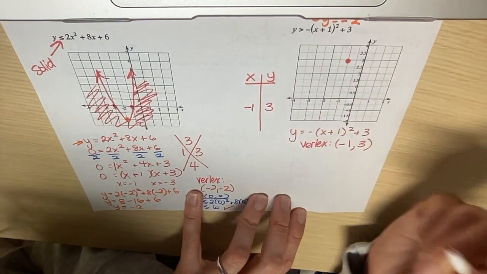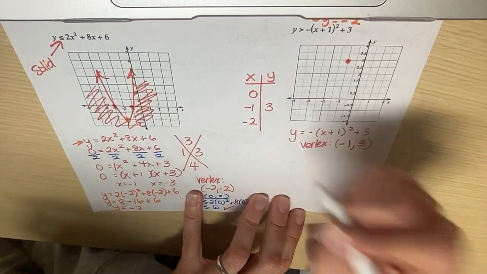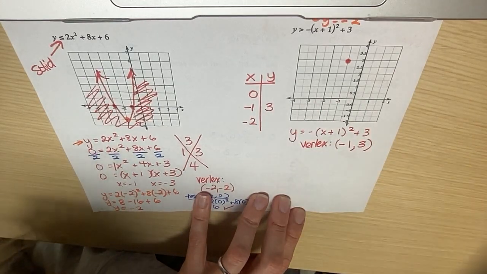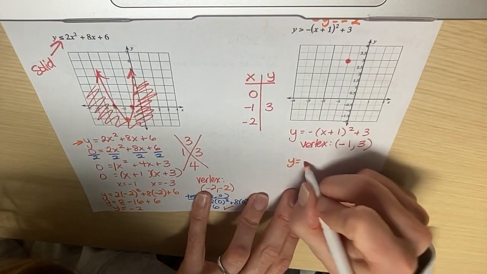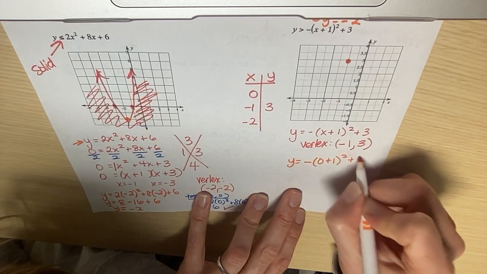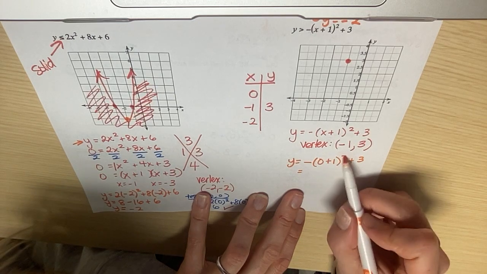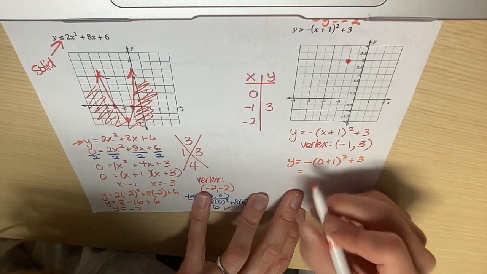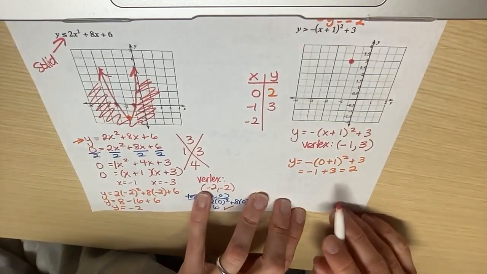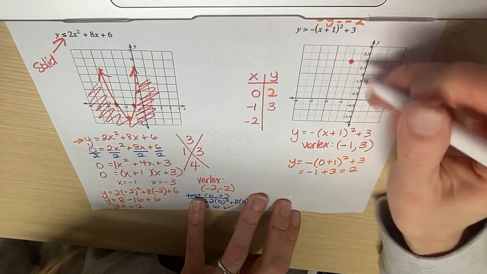So negative 1, 3 being a middle point, 0 is 1 to the right, and negative 2 is to the left. So what happens when I sub 0 into my equation? So let's work on that for a minute. So y equals negative, you can't forget about that negative out in front, 0 plus 1 squared plus 3. So 0 plus 1 is 1 squared is 1 times negative 1. Now it's negative 1. So negative 1 plus 3 is 2. So where would that be? 0, 2.